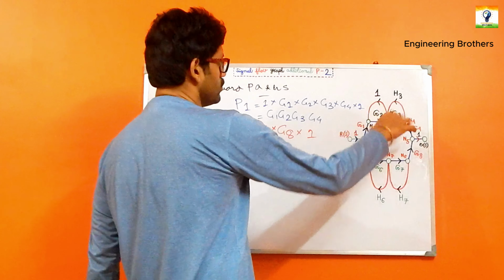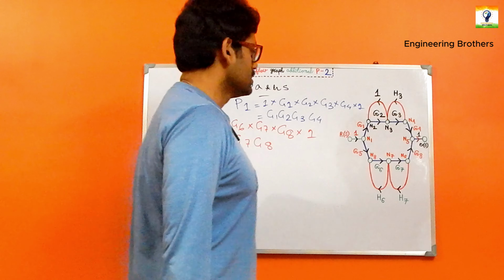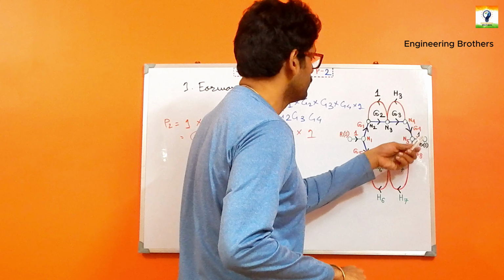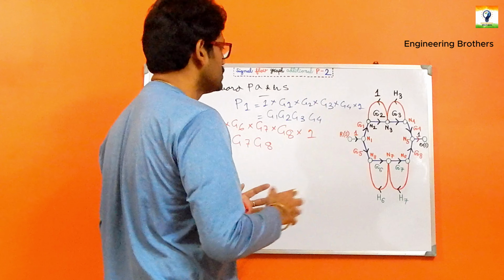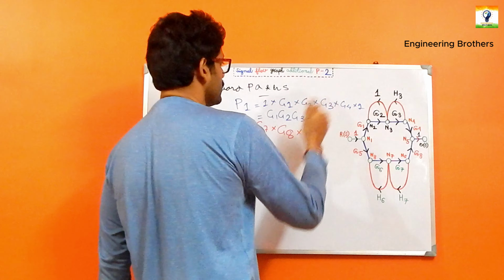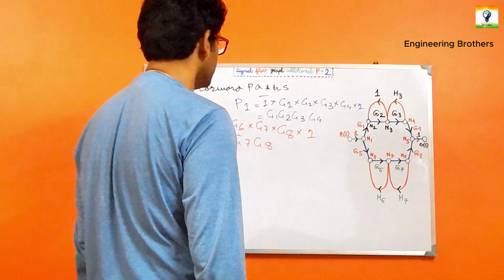So these are our nodes as indicated, and you can see that the forward path gain for that one will be 1 multiplied by G1 multiplied by G2 multiplied by G3 multiplied by G4 multiplied by 1. This is the exact way to find the forward paths, and ultimately the final answer for that one will be G1, G2, G3, G4.